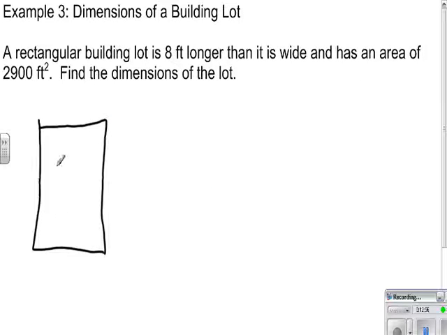So here's our rectangular building lot. It is 8 feet longer than it is wide, so it's got some width, and then the length is 8 feet more than that. And we have the total area. We know that since this is a rectangle, the area would just be length times width. So we can write that out.